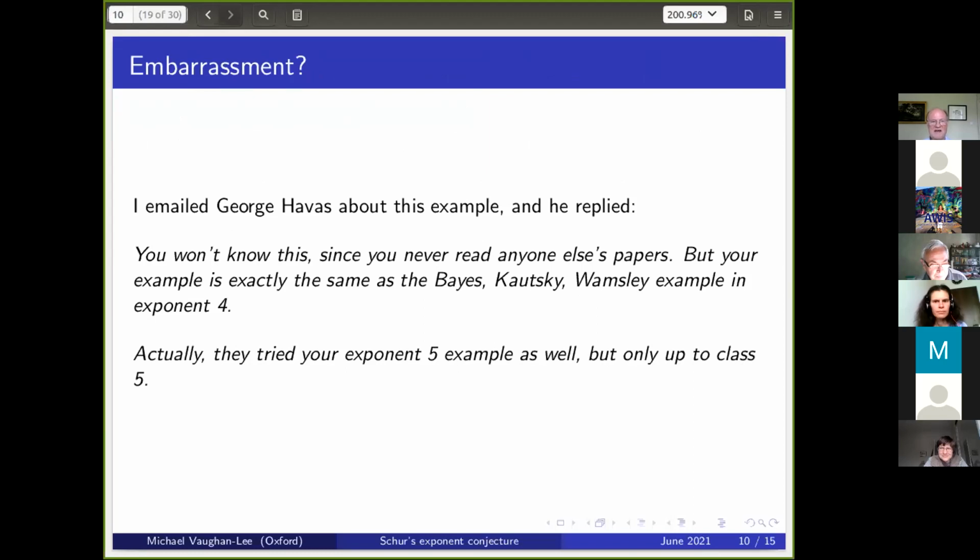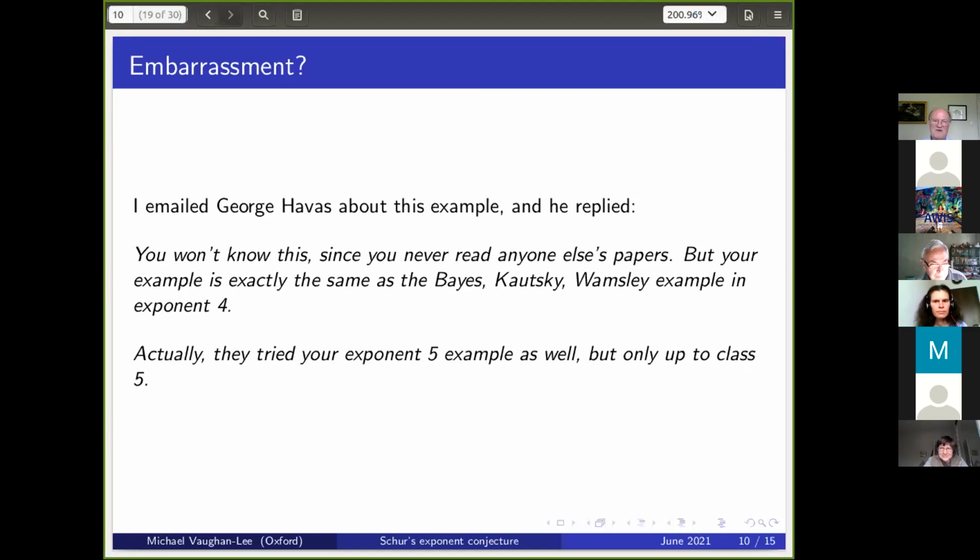And he replied, "You won't know this since you never read anybody else's papers." That's true enough. "But your example is the same as the Bayes, Kautsky, Walmsley example in exponent 4. Actually, they tried your exponent 5 example as well, but only up to class 5." So in some sense, I hadn't discovered anything new, but getting it to work for exponent 5 was new. And I'd done the grunt work to show that you really need to go up to class 9, not up to class 5.